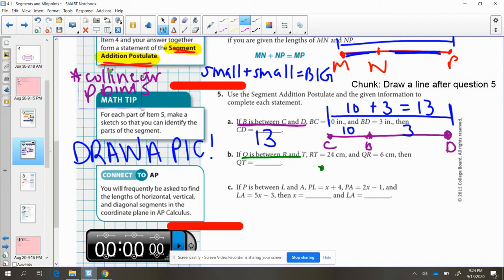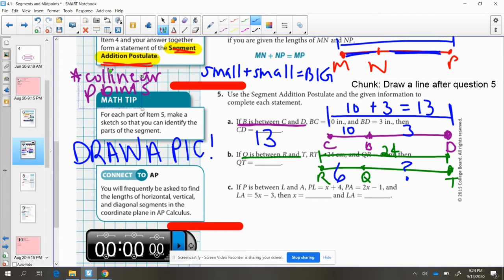It says Q is between R and T. So we're going to label our picture R and T. Here's Q. This time it says R to T, this whole thing, is 24. And then it says that QR is 6. And now we want to know, well, what is QT?